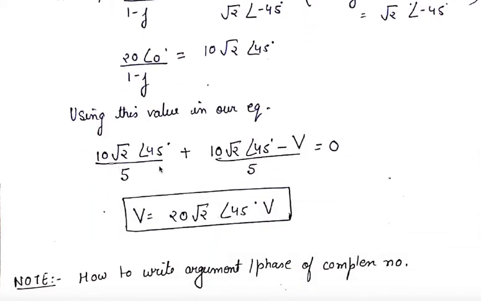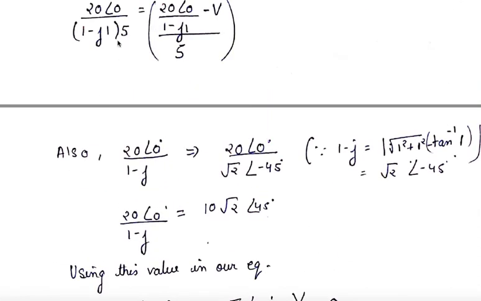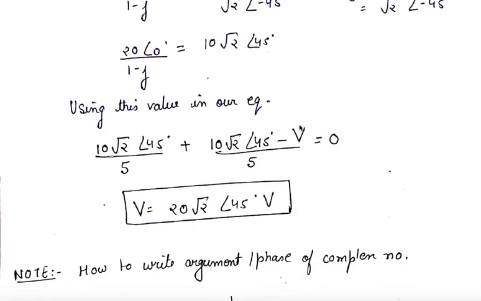So we have put this value in this equation, same equation, divided by 5 minus v. So we have put this in this equation, and 5 and 5 is common, so it will be multiplied with 0.10 root 2, this is common, so it will become 20 root 2 at 45 degrees, and this minus v will go this side. So we will get this value v equals 20 root 2 angle 45 degrees. This is our magnitude and this is our phase.